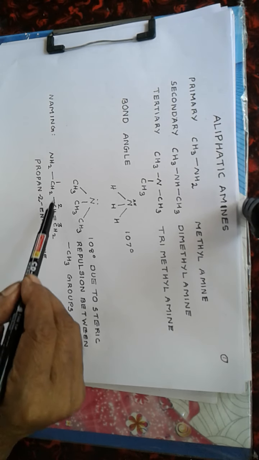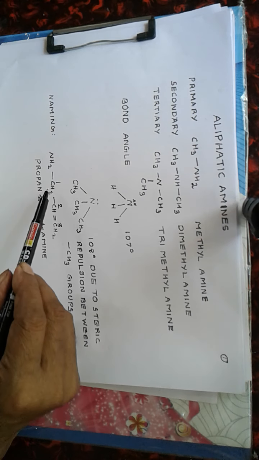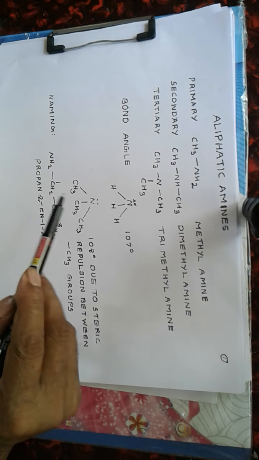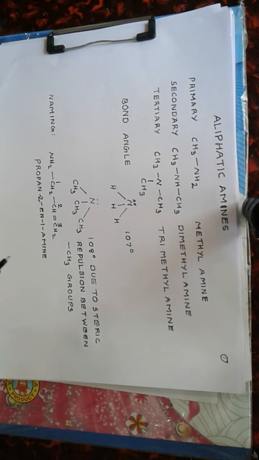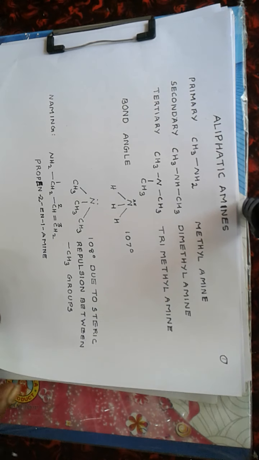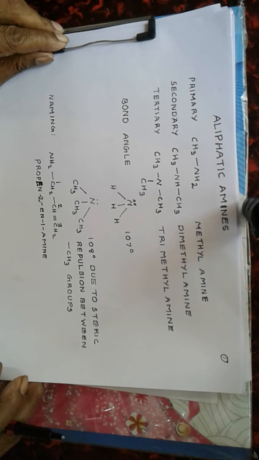Then 1, 2, 3: on the second carbon the double bond starts, so it is 2-en-1-amine, and the parent is propene. Propan, it is propen, P-R-O-P-E-N, prop-2-en-1-amine.